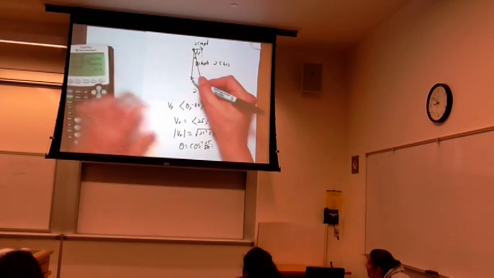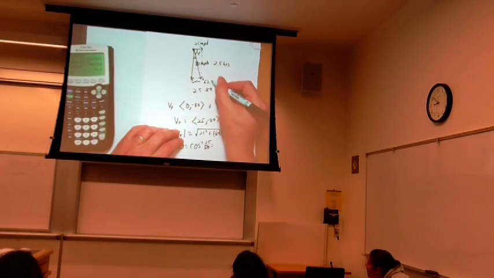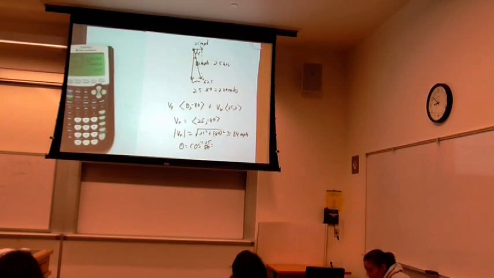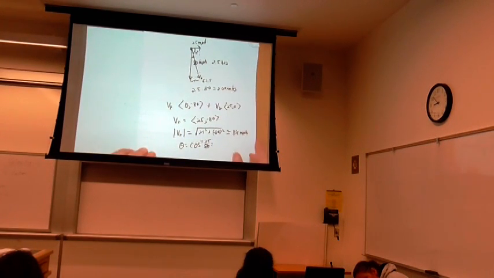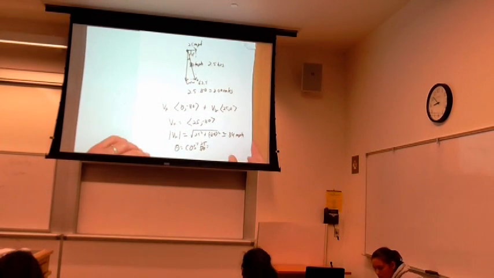62.5 miles off course. All right, so that's an example of a vector problem where it tells you what you didn't want it to.